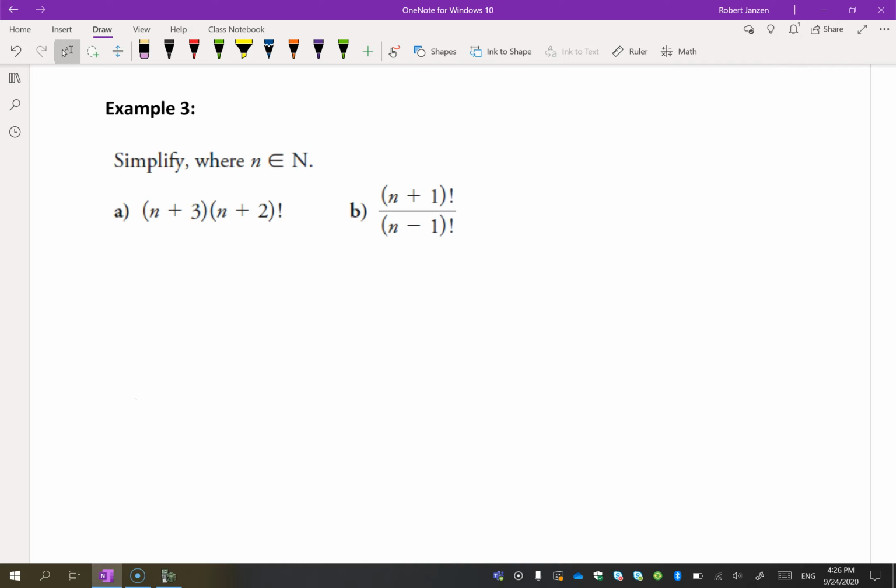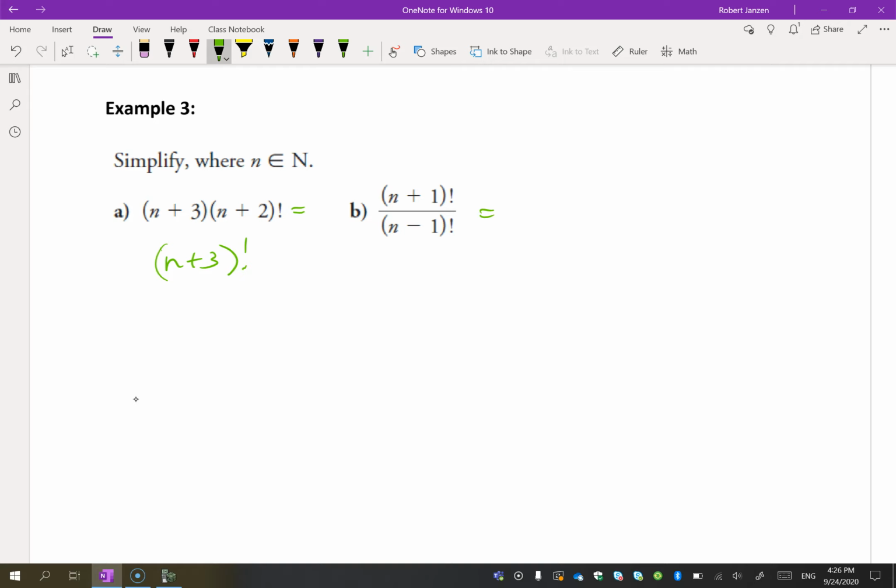Now here's simplify, and it has a variable in there, so this is not a calculator question. What we want to do is write this in a simpler form. If we have n plus 3 and then n plus 2, that's 1 less. This is actually n plus 3 factorial. What's n plus 2 factorial? That's n plus 2 times n plus 1 times n, and we just keep going smaller here. So instead of doing that, this is the same as just n plus 3 factorial. We don't need to write both of them.